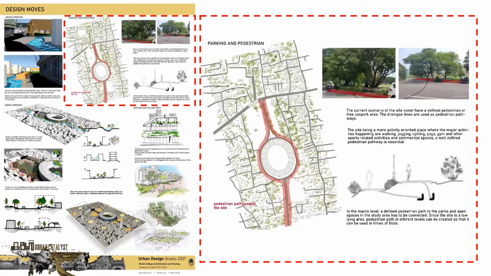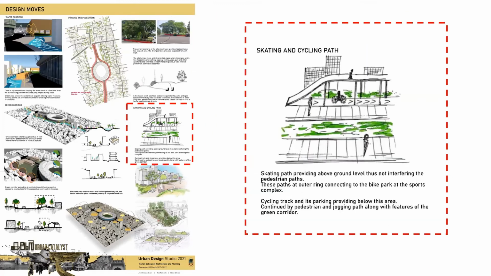Parking and pedestrianization. The site being a more active oriented place where the major activities happening are walking, jogging, cycling, etc. A well-defined pedestrian pathway is essential, thus restricting the vehicular motion and encouraging pedestrians in the demarcated area. Next is the skating and cycling path.